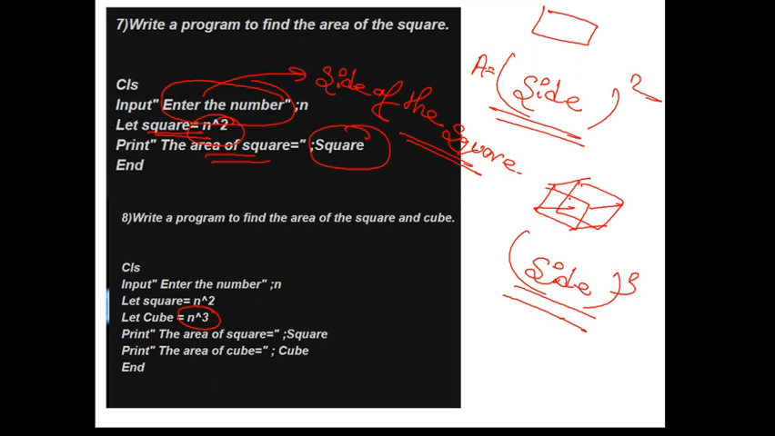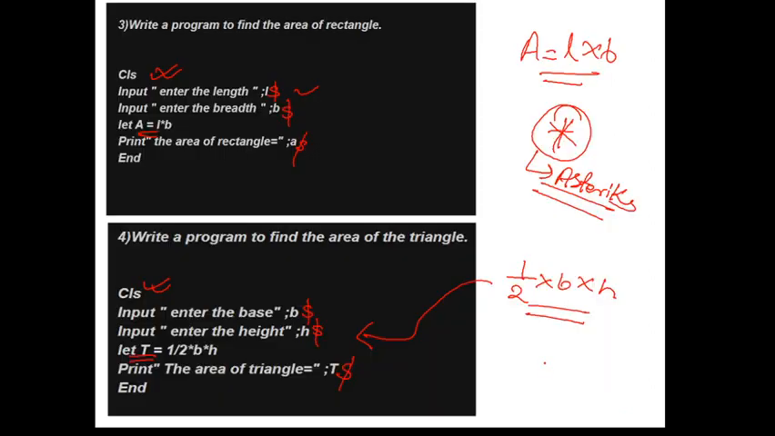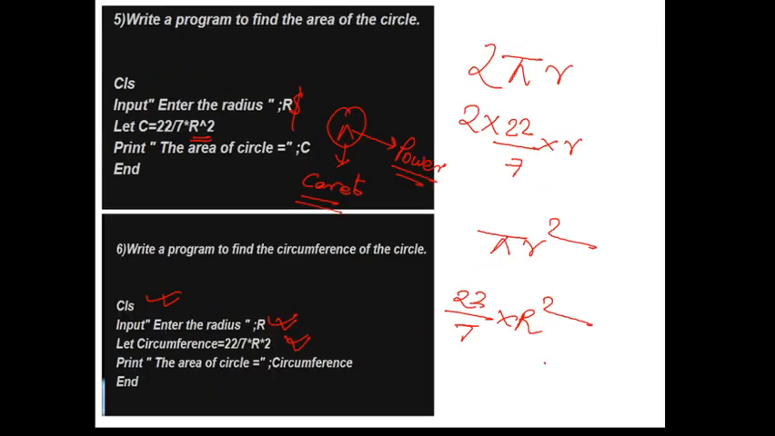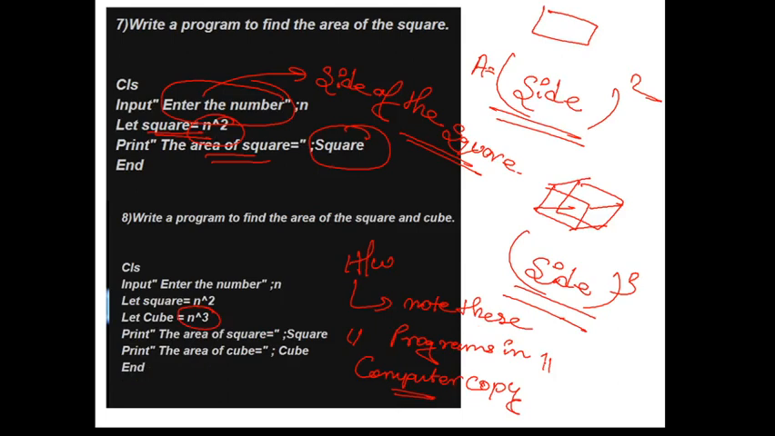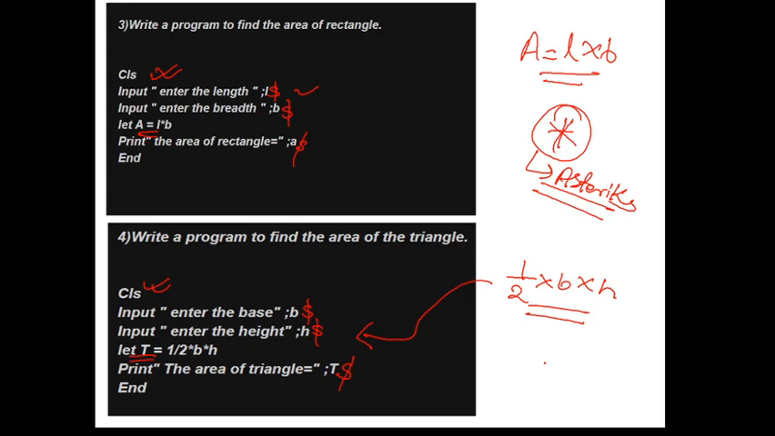So these programs you must note down in your copy. Your homework will be to note these programs in the computer copy, and also note down the previous programs that I have discussed. All the previous programs that I have discussed, all these programs that I have given, right from question number 3, 4, 5, 6, 7, 8. You must note down these programs. Take a screenshot of each of the pages.